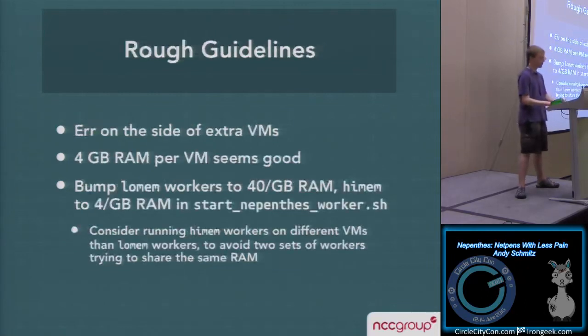If you are using Nepenthes, some rough guidelines. Usually clients will want the IP addresses that you'll be scanning from in advance, so make extra tendrils, make extra VMs, and give them those IP addresses just in case. We've found the trade-off between CPU usage and RAM seems to be about 4 GB of RAM is good. You can scale to a reasonable number of workers there, and still not outstrip your CPU availability. Low memory workers, we can do about 40 of those per gigabyte of RAM. High memory is about 4 per gigabyte of RAM.